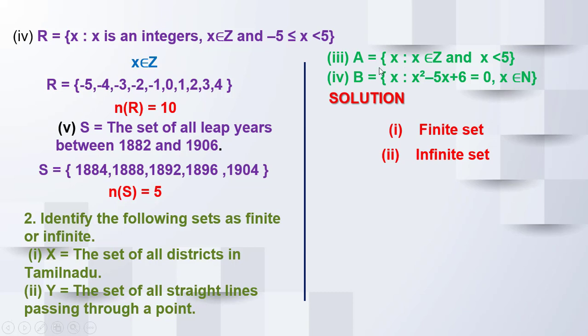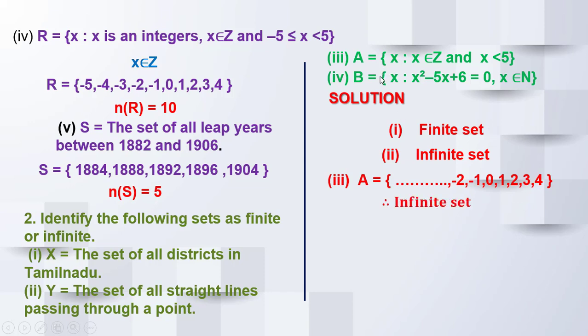The third one is a set A which contains x elements such that x belongs to integers and x is less than 5. We know integers mean negative numbers, 0 and positive numbers. Therefore our set A is infinitely many negative numbers and up to 4. So it is an infinite set.